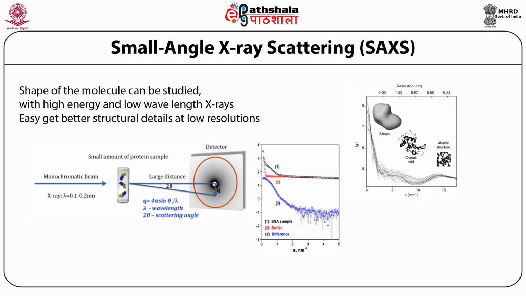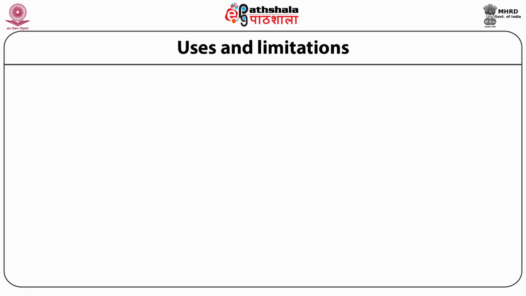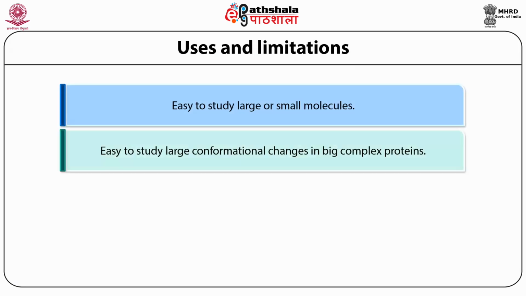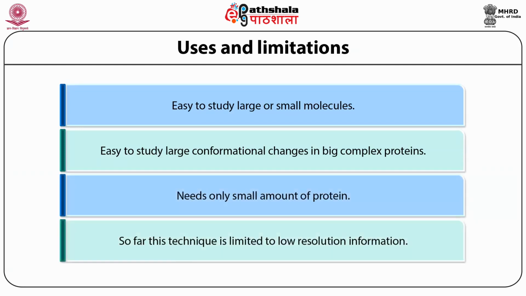Generally, SAXS gives a very low resolution image. With this method, one could study large or small molecules, and it is easy to study large conformational changes in big complex proteins like the ribosome, or helical structural changes. And it needs a very small amount of protein. But the problem is that you only get low resolution information. So if you have a crystal structure in combination with SAXS data, in the crystal structure you may or may not be able to crystallize different conformations, but with SAXS you can get information in different conditions, and from there you can extrapolate what kind of structural changes are happening at the atomic level.